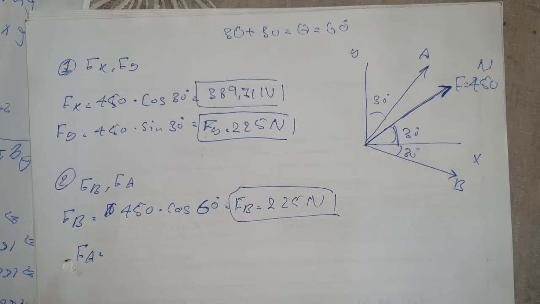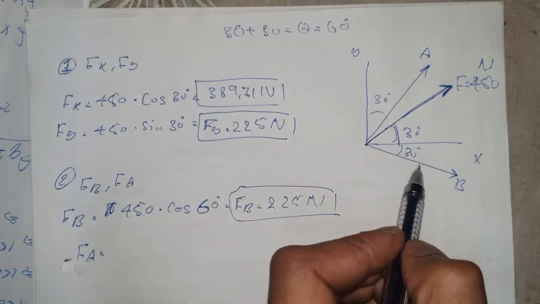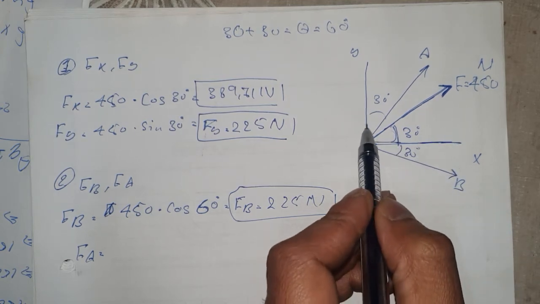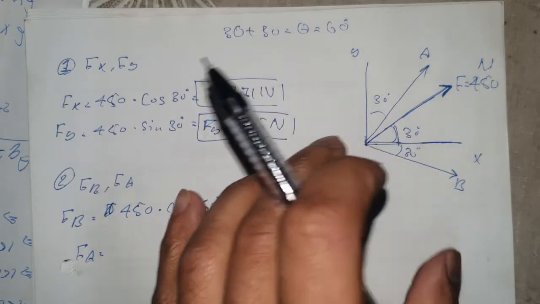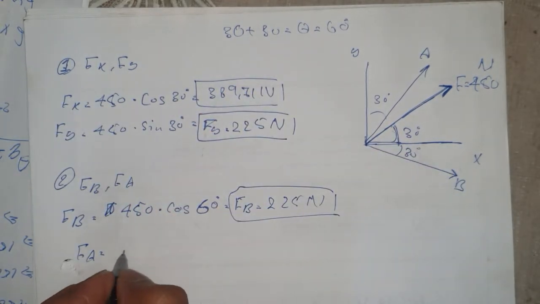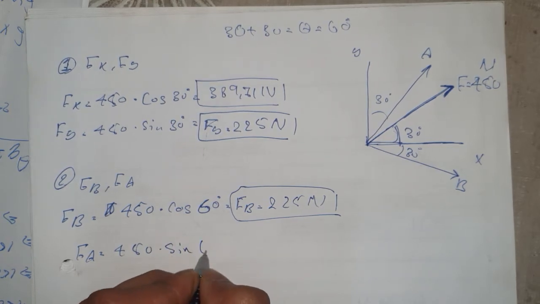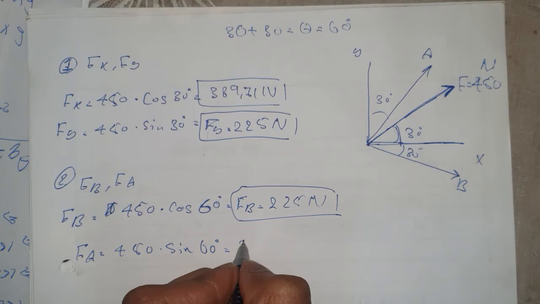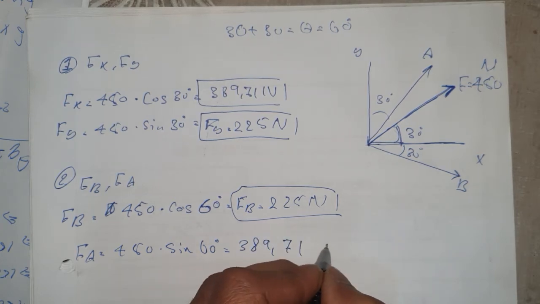So now we'll go for fa. It means fy, because this is the angle. The first axis is here, and the second axis is moved counterclockwise, and here we have the same force, 450 times sine of 60 degrees. When we multiply 450 with sine of 60 degrees, we get 389.71 newtons.